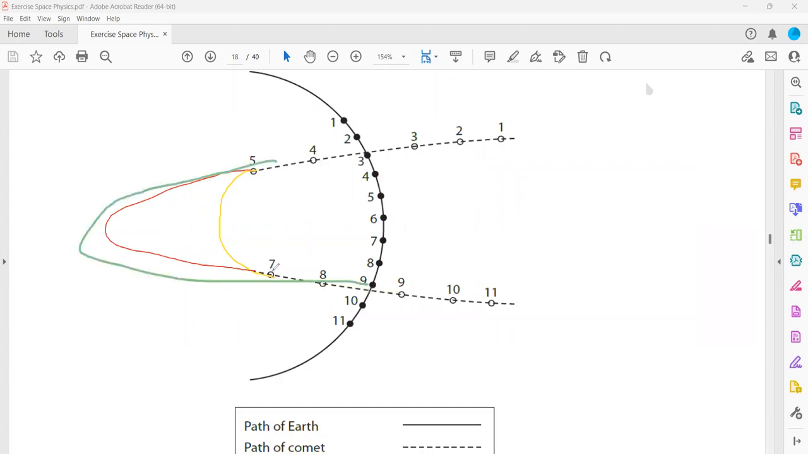The reason is that we have to make a sun as well. Otherwise, if I draw a sun, this is the Earth, so the sun will be somewhere here. So according to this path, the comet might crash into the sun. So the red and the green lines are more appropriate.